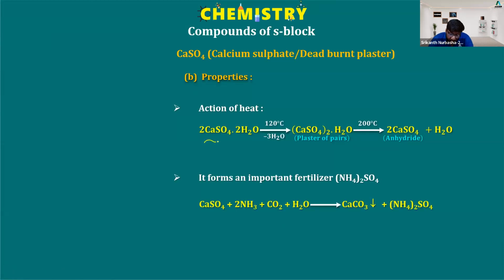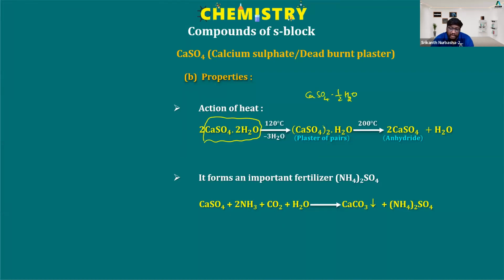CaSO4.2H2O, the hydrated calcium sulfate you have, when you heat it up to 120 degrees Celsius, you will lose 3 moles of H2O. If you take 2 moles of gypsum, 2 CaSO4.2H2O has 4 H2O molecules. When you heat up to 120 degrees Celsius, out of 4 H2O, 3 H2O are lost, and you will have 2 CaSO4.H2O, or you can say CaSO4.½H2O. With respect to 1 CaSO4 you have half H2O, or with respect to 2 CaSO4 you have 1 H2O.